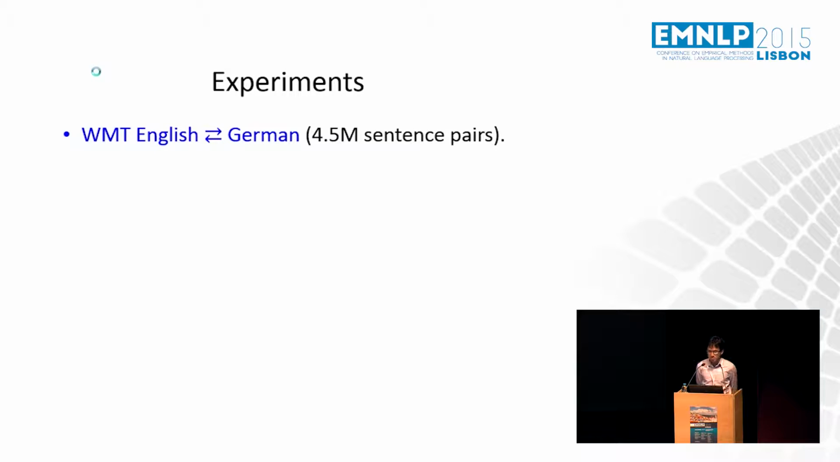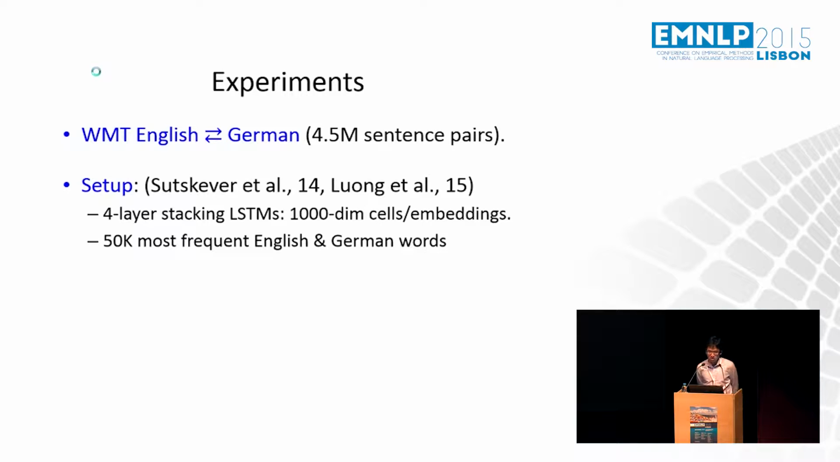So for this experiment, we look at English to German translation with 4.5 million sentence pairs. And we train a very big network, 4 stacking LSTM layers, 1,000 LSTM cells, 1,000 dimension embeddings. So we limit our vocab size to 50,000 words on both sides.